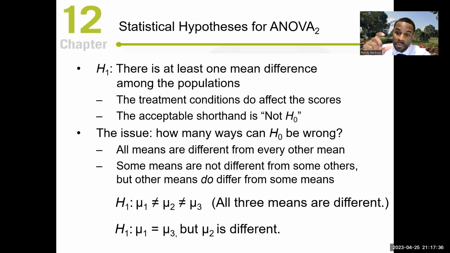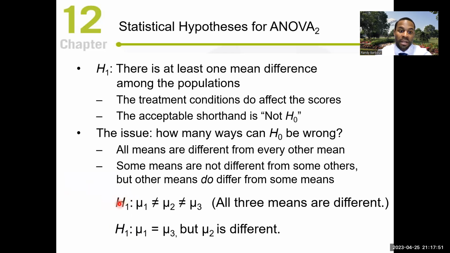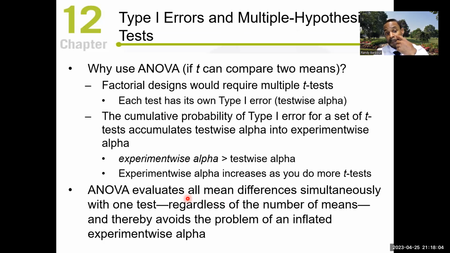But for the purposes of our research and for this class, let me point this out with the highlighter or laser pointer. So we're looking at, again, H1, right? We're looking at population one is not equal to population two, which is not equal to population three. That's what we use for our alternative hypothesis for the purposes of this class, okay?